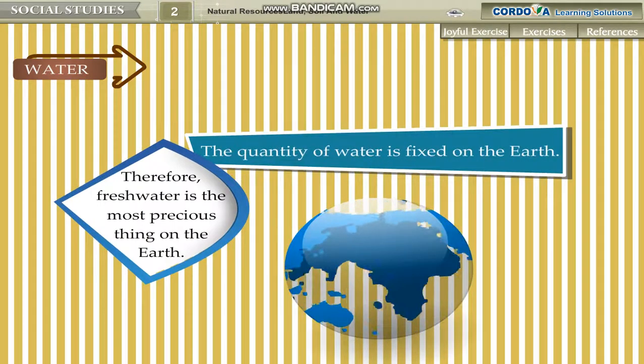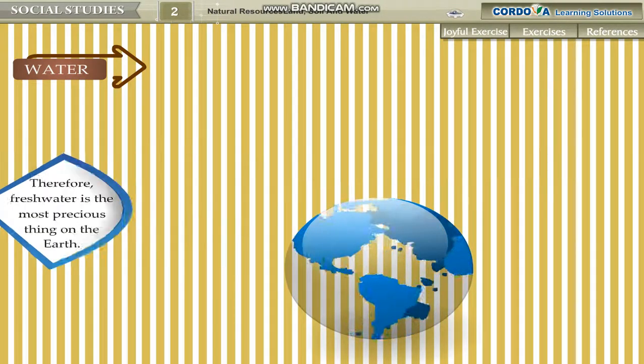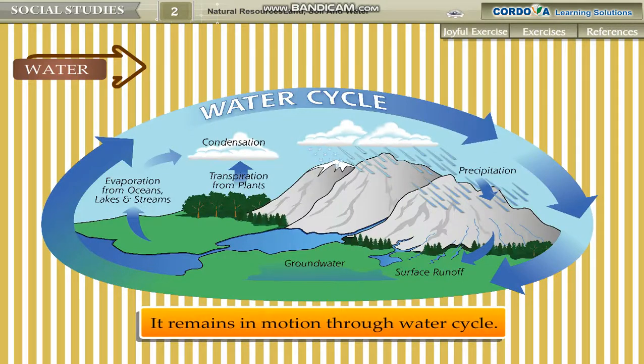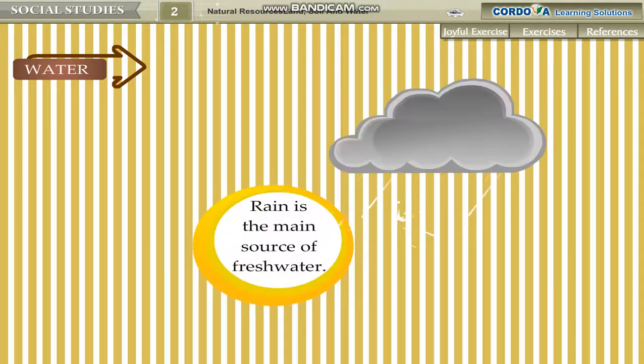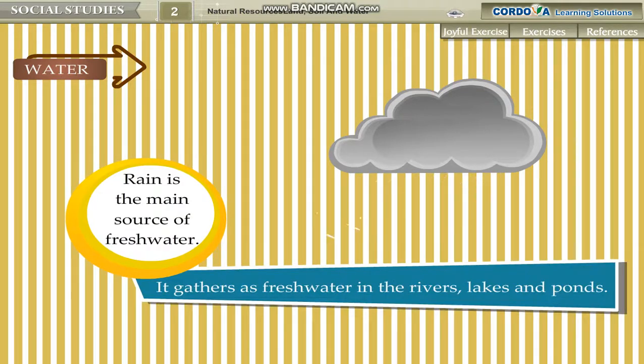The quantity of water is fixed on the earth. It remains in motion through the water cycle. Rain is the main source of fresh water. It gathers as fresh water in rivers, lakes and ponds.